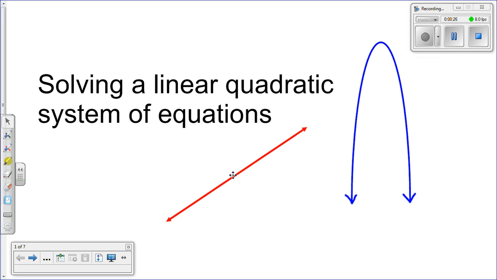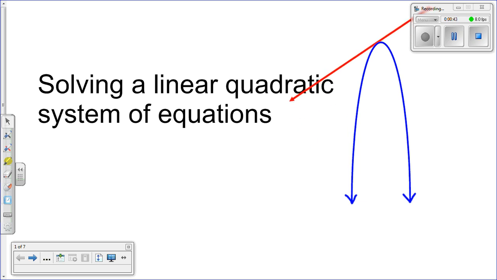So this line represents our linear, and this blue parabola here is our quadratic, and you'll notice we're going to look to see where they cross. Well, if you take a look at that, it looks as though they cross twice. They intersect at 2 points. So this has two solutions.